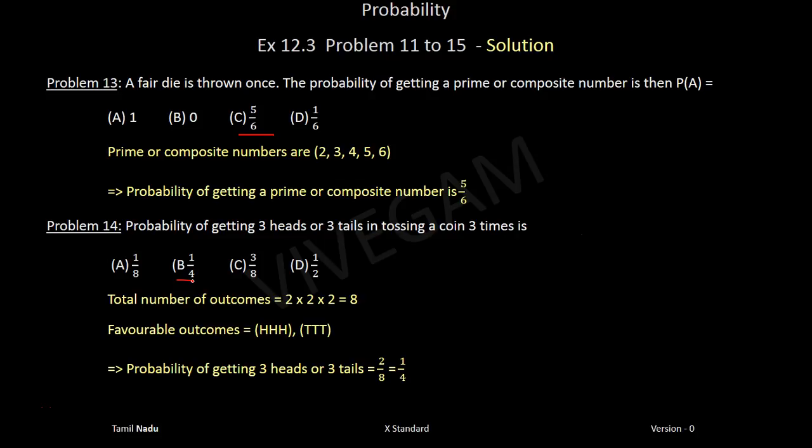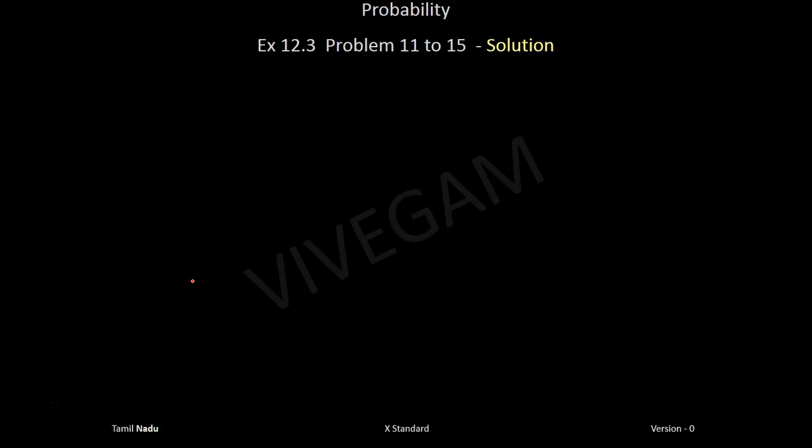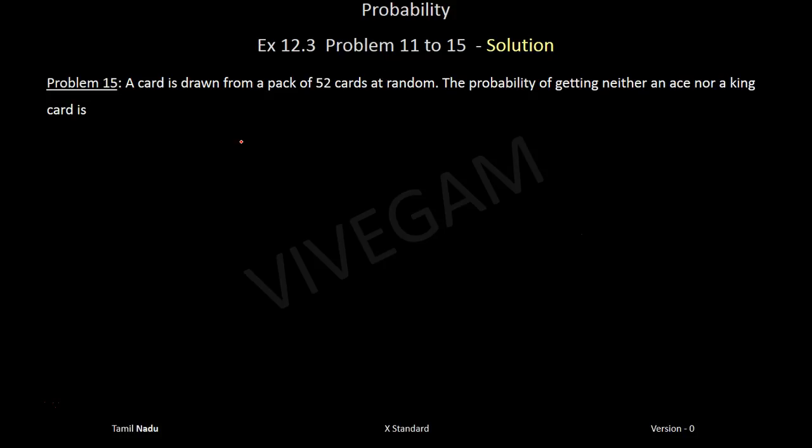Right. So let's go to the 15th sum. A card is drawn from a pack of 52 cards at random. The probability of getting neither an ace nor a king card is, so all these options are given.